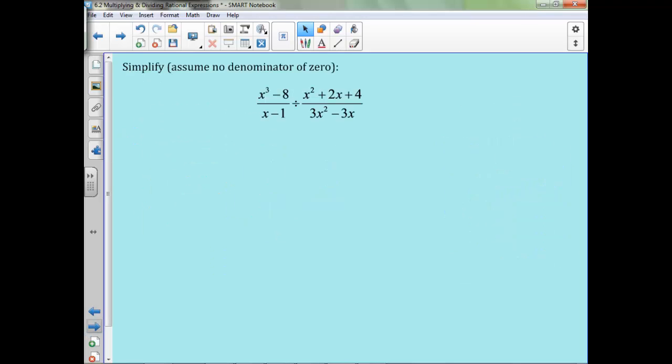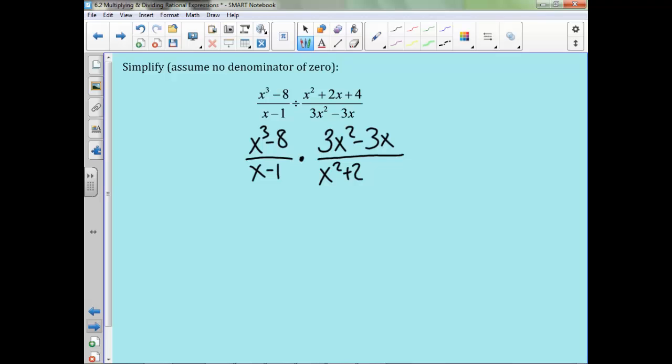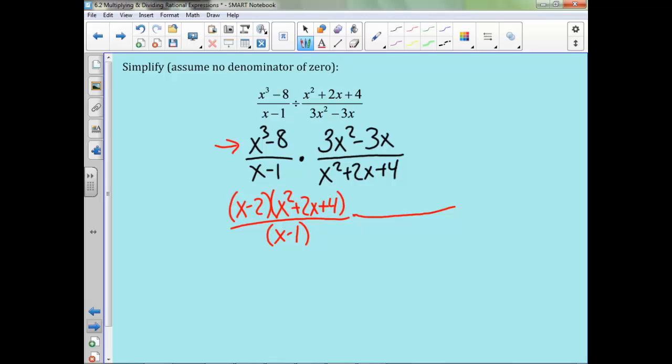And now remember, with division, that's the same as multiplying by the reciprocal. So let's start by just changing this to a multiplication problem instead of a division. And now this is what we've been doing, so let's factor what we can. Notice over here, that's a difference of cubes. So it'll be x minus 2 times x squared plus 2x plus 4. The denominator is already factored. Numerator on the right side, we can factor out a 3x. We're left with x minus 1. And the denominator actually does not factor, it's prime, so we'll just rewrite it.